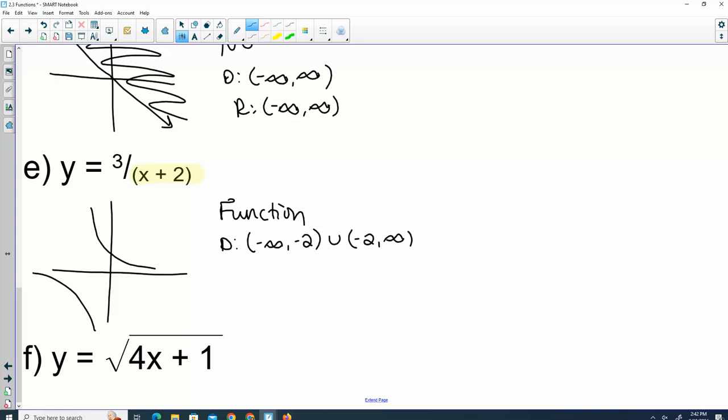My range. Do we hit negative values? Do we hit positives? Do we hit 0? No. So my range is everything but 0.